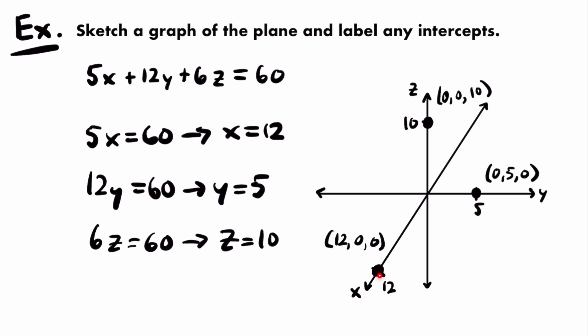And now there's only one thing left to do to finish the sketch of this plane, and that is to connect these 3 intercepts. All right, and so if we do that here, that'll look something like this. We connect those 3 points and then shade in that shape, and we get the graph of this plane.